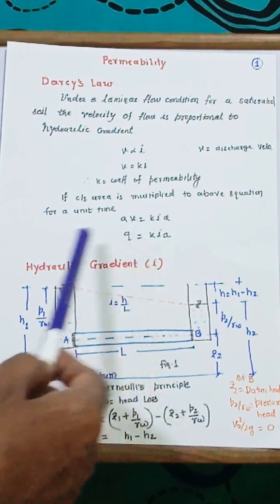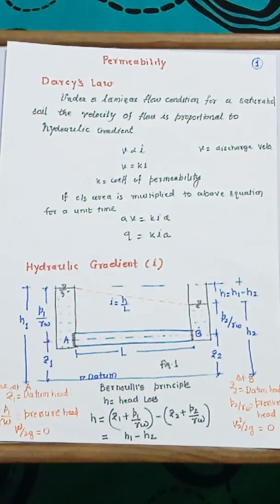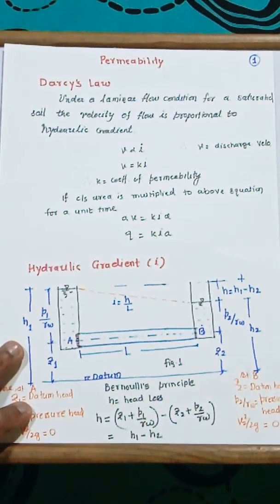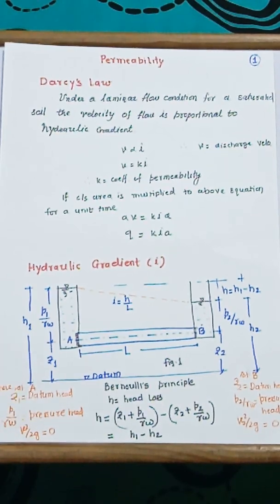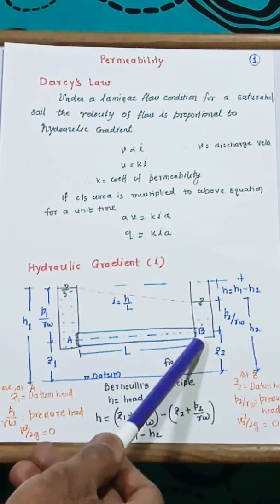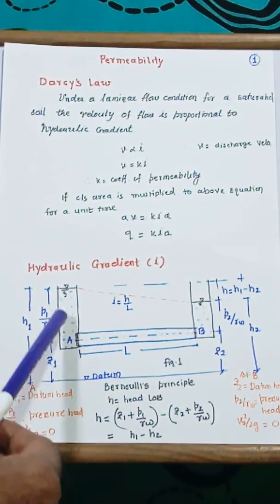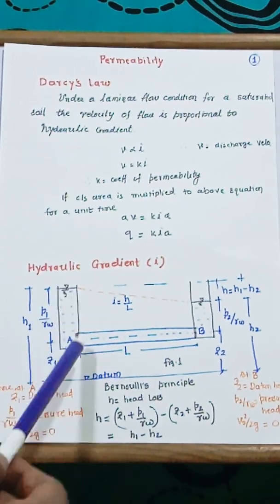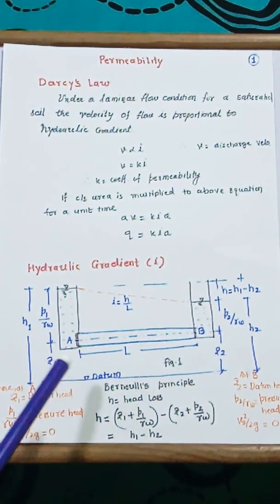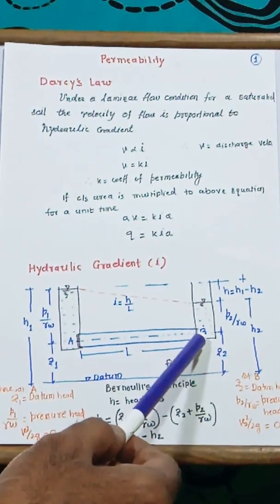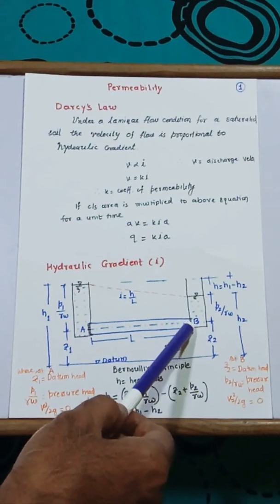Now here the i involved is called the hydraulic gradient, and this hydraulic gradient is expressed using the basic concept in fluid mechanics, where we use Bernoulli's principle. Suppose this is the soil sample of length L, subjected to two hydrostatic pressures: one at end A, and a second hydrostatic pressure which is received here at point B.